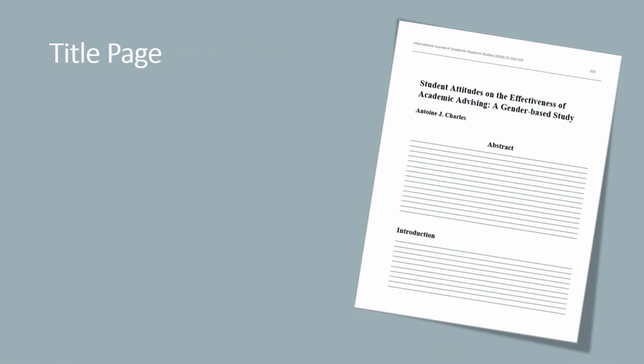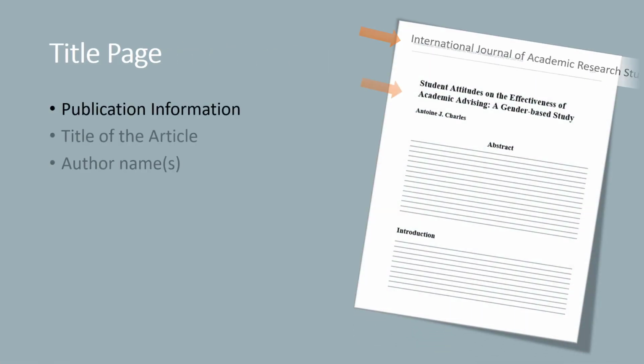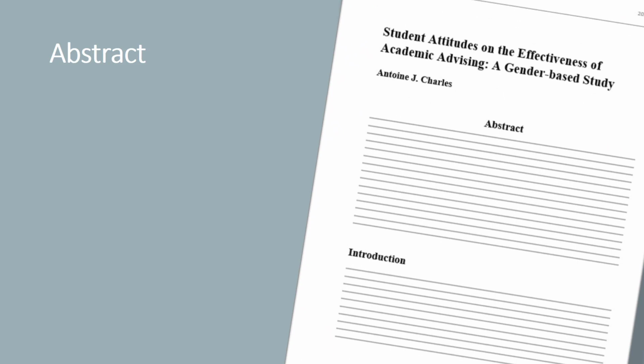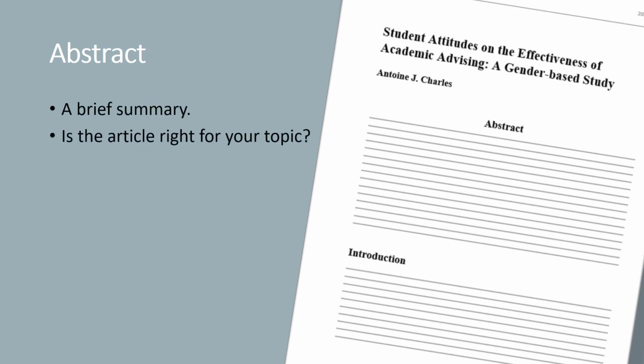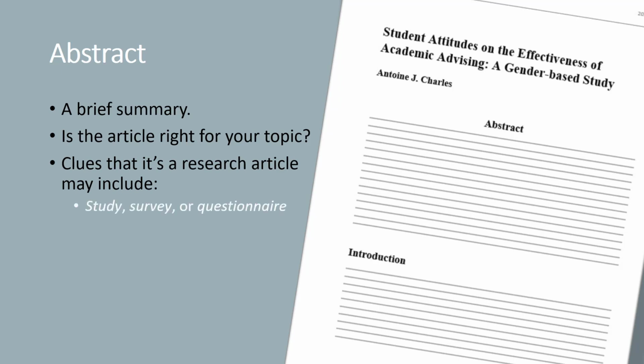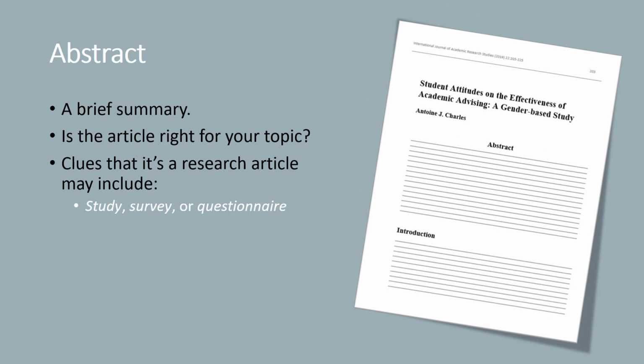The title page includes information about the publication, the name of the article and its authors, and an abstract. The abstract provides a summary of the article to help in deciding if it's right for your topic. Not all research articles are studies, so look for words like study, survey, or questionnaire as clues.